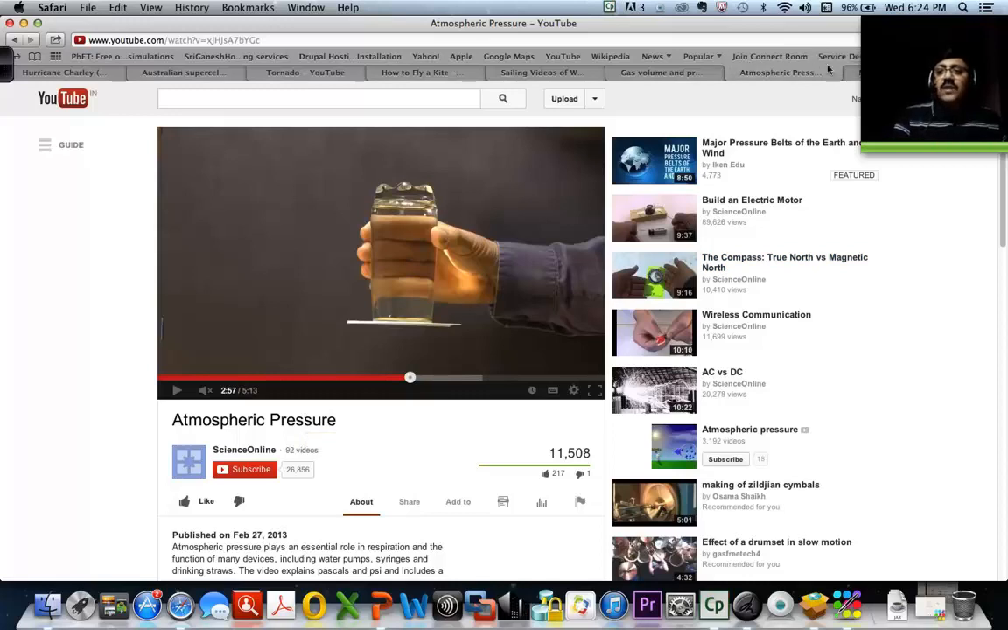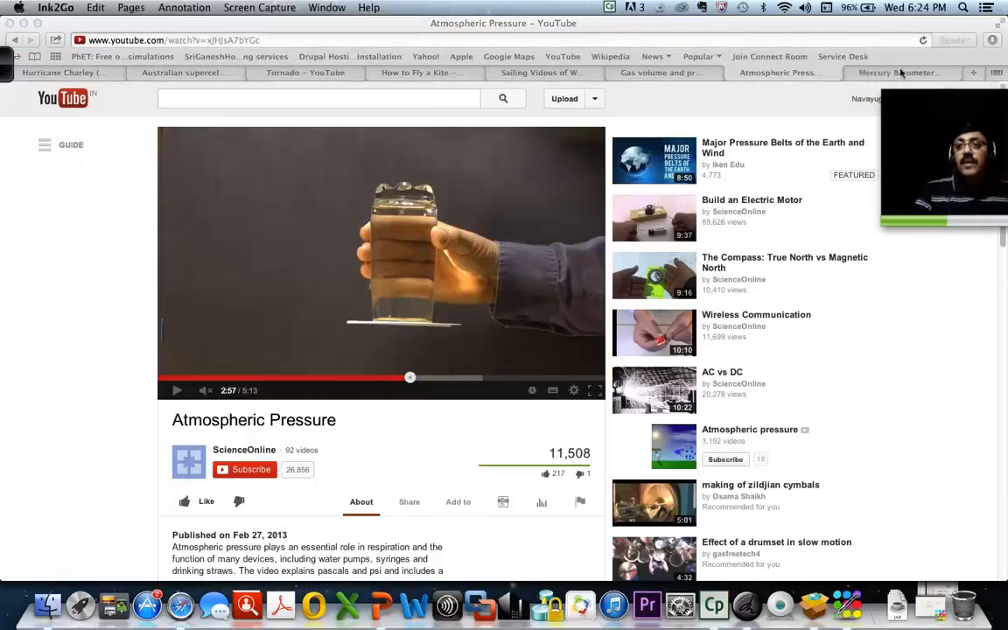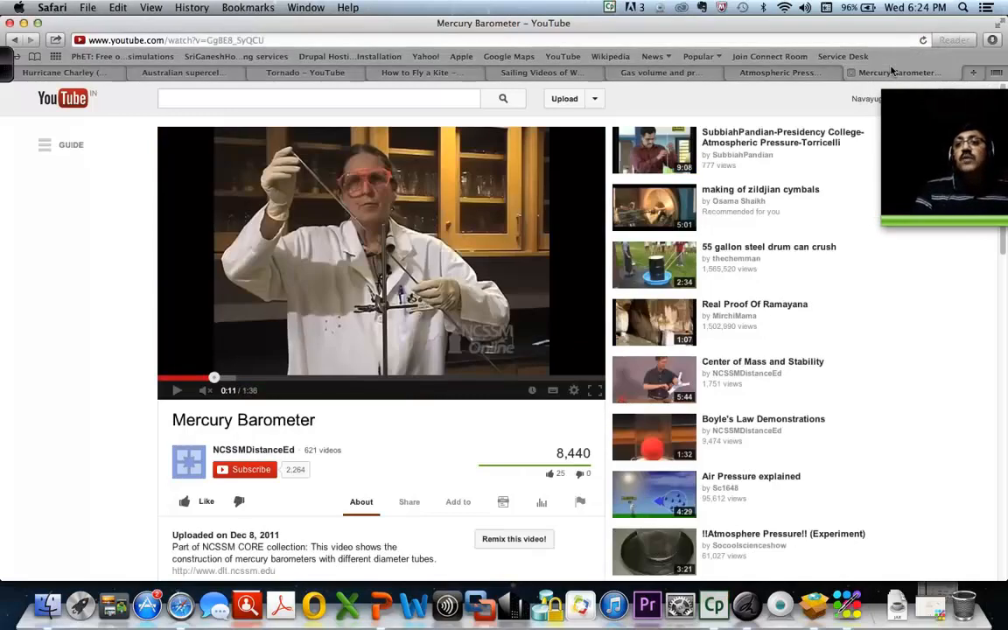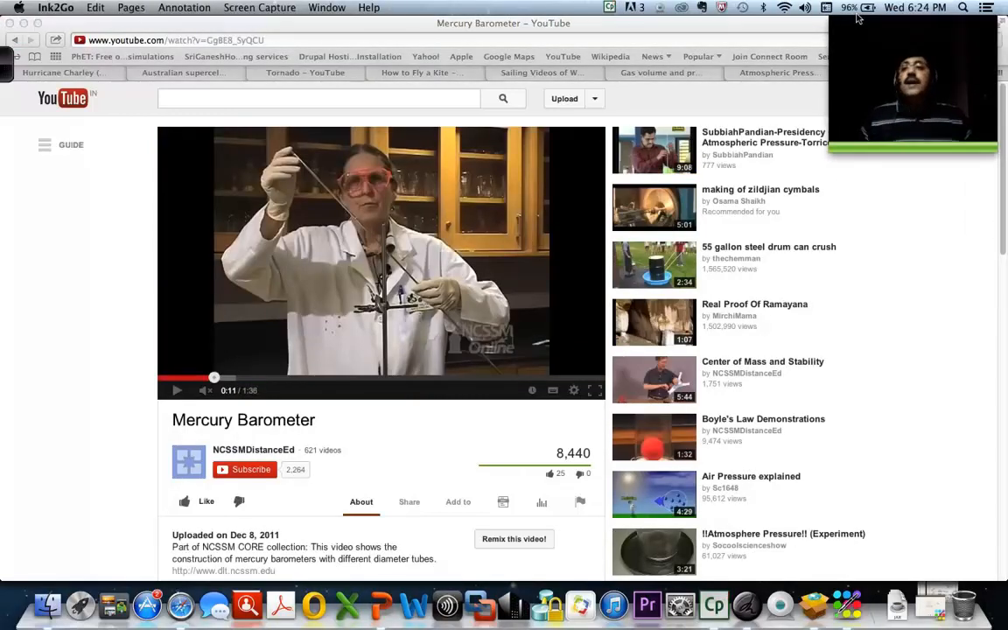I want to actually show you one more thing, which is basically called the mercury barometer, which again proves the fact that there's something called atmospheric pressure, right? Now, the mercury barometer is an apparatus which was used in olden days to measure atmospheric pressure in a place. Of course, now we have better apparatus, but even now in certain places the mercury barometer is used to measure atmospheric pressure. Now, how does a mercury barometer work?